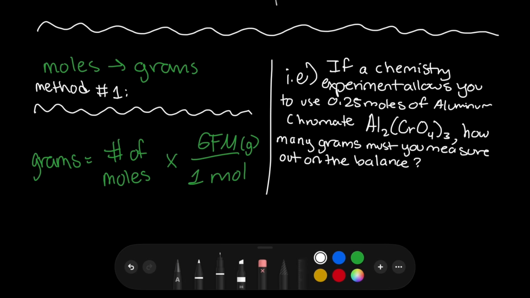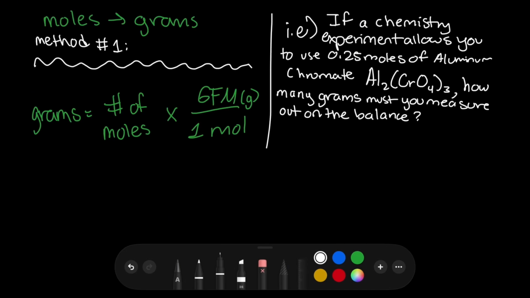Now let's figure out how we can convert moles to grams. The method we're going to use is we're going to multiply the number of moles by the GFM in grams over 1 mole. The reason why this would work is because the moles would cancel each other out and we would be left with the grams.